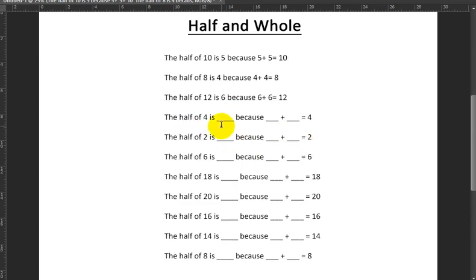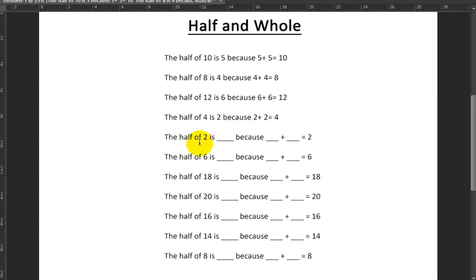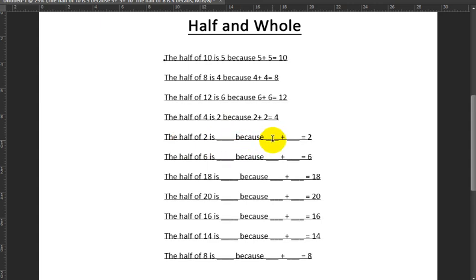Next up, the half of 4. 1 and 1 gives me 2. 2 and 2 gives me 4. So 2 plus 2 gives me 4. So 2 is the half of 4. Next, the half of 2 is what? Well, 1 and 1 gives me 2. So 1 is the half of 2.